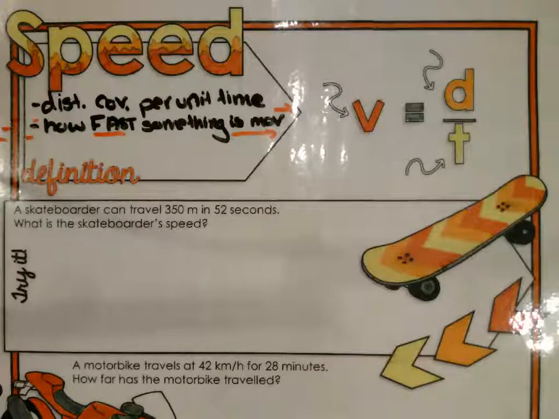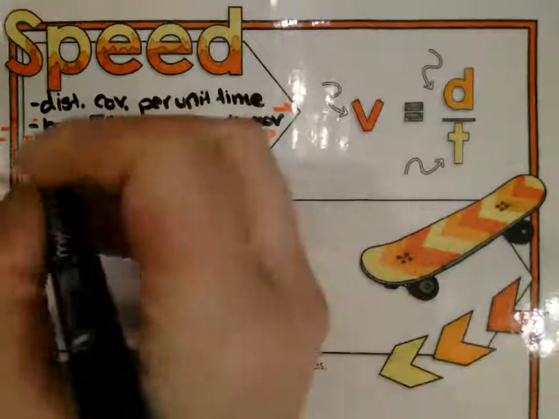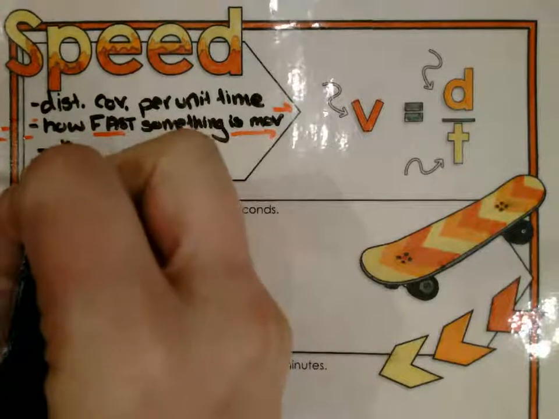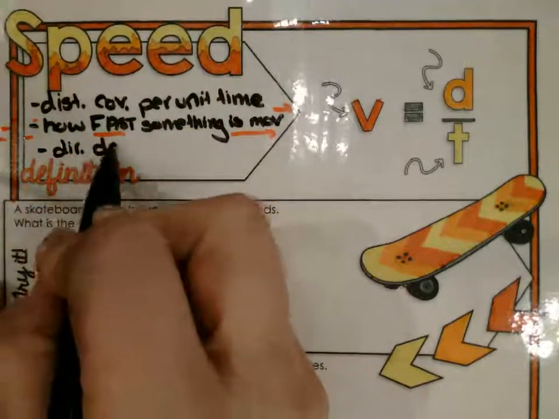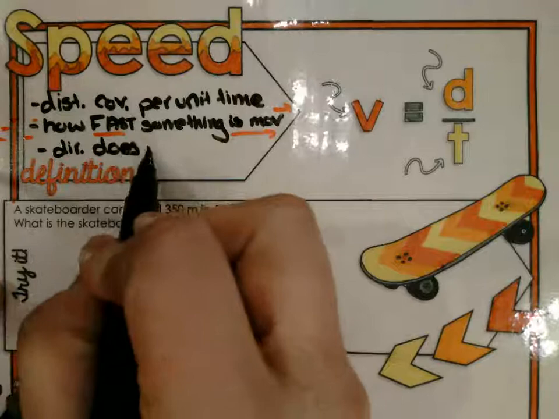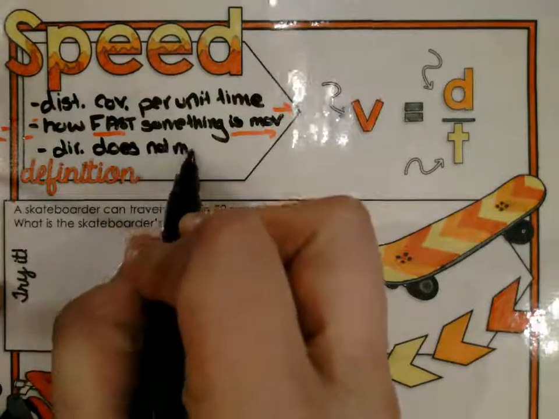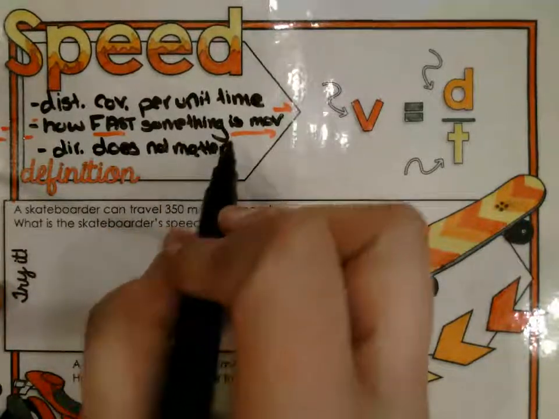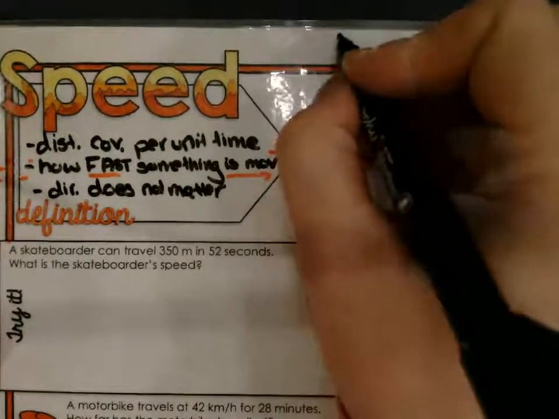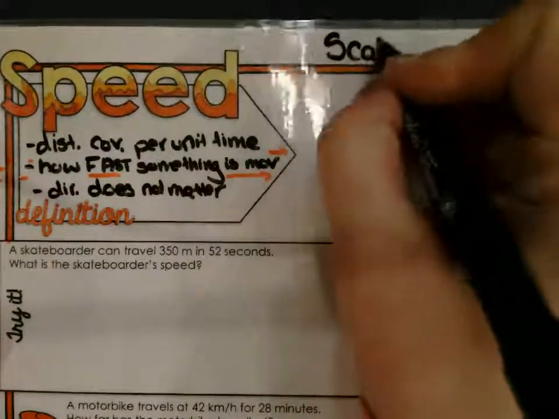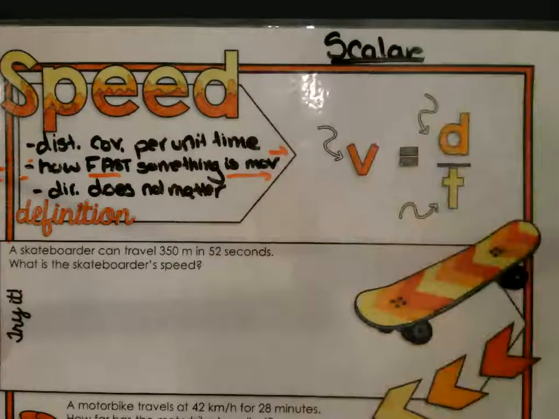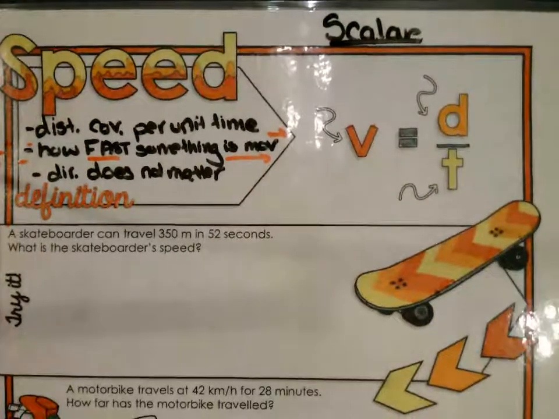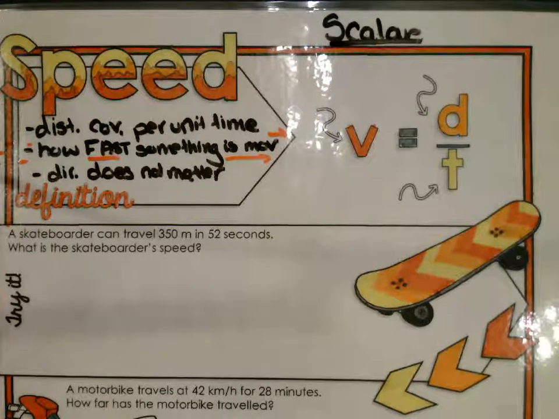When we talk about speed, direction doesn't matter. So that means if it doesn't have direction, that speed is a scalar quantity. It can't be a vector quantity because we don't know the direction. It doesn't matter.